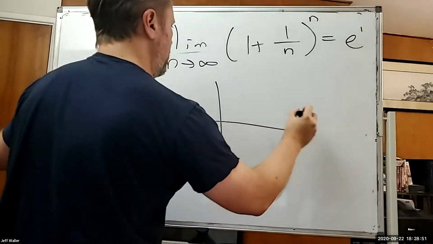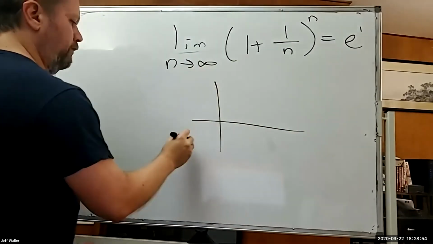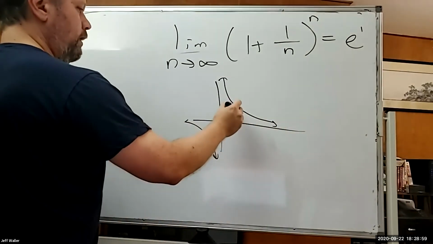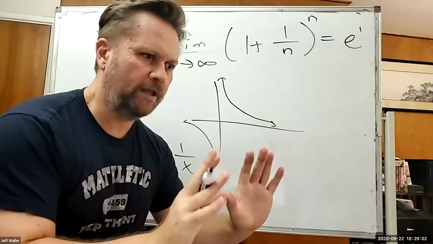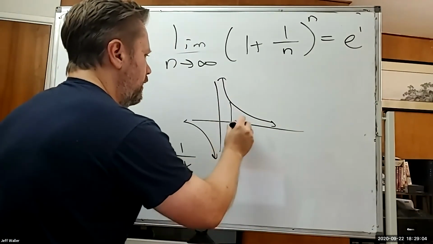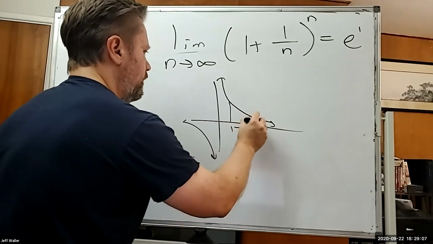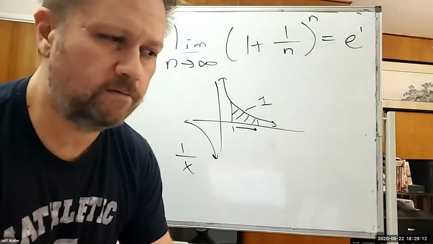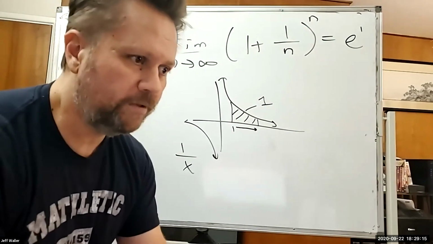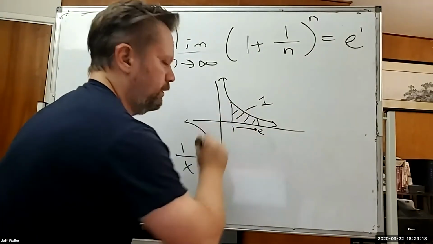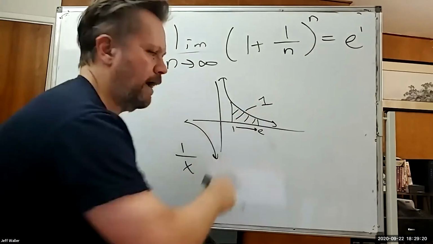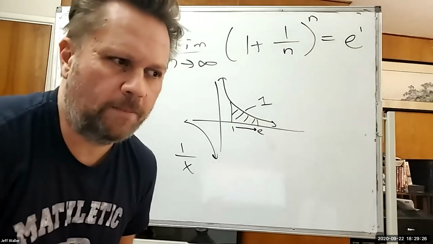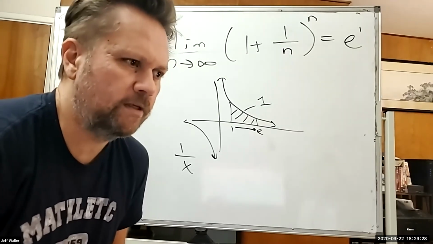The cooler place that e comes from is if I graph 1 over x. If I graph that part, I know it's over here too, I don't care. And if I start at 1, now just go with me, this is really cool, how far do I have to go until this area is 1? Well, what's cool is, if I go up to e, the area here is exactly 1. Maybe somebody out there is like, that's kind of interesting.